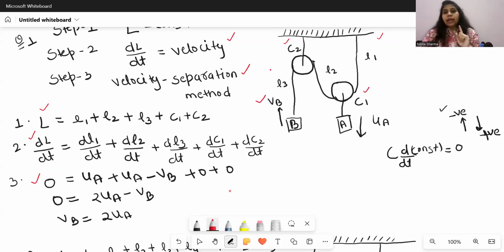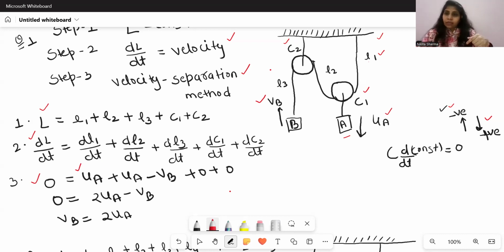Now, L1 will change when block A moves. The downward direction of velocity we have considered positive, and the upward direction we have considered negative. You can take the vice versa as well, downward negative and upward positive, and the result will be the same. Length L1 will be changing when block A is moving with velocity UA downward. Downward we have taken positive, which means dL1 by dt will be plus UA.